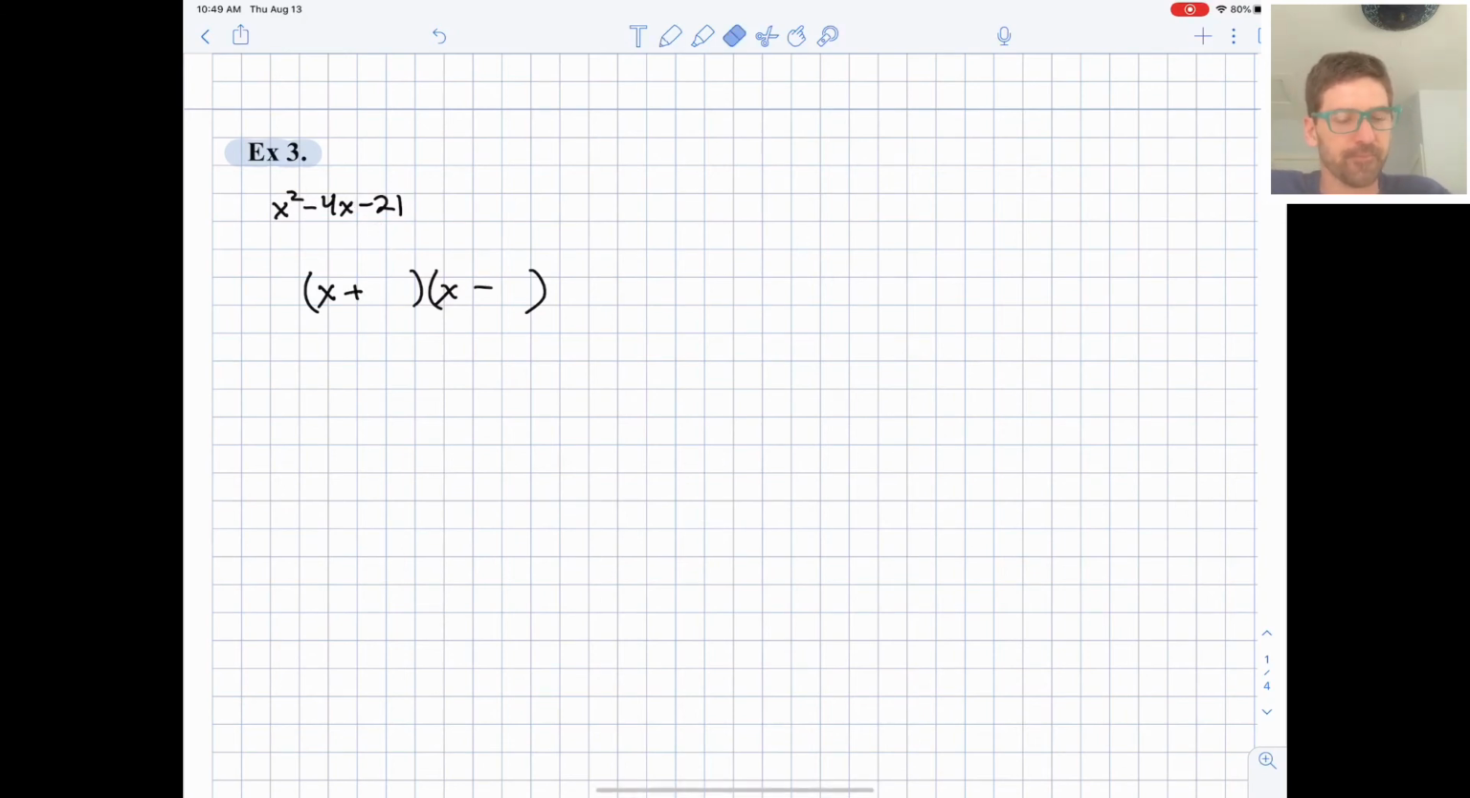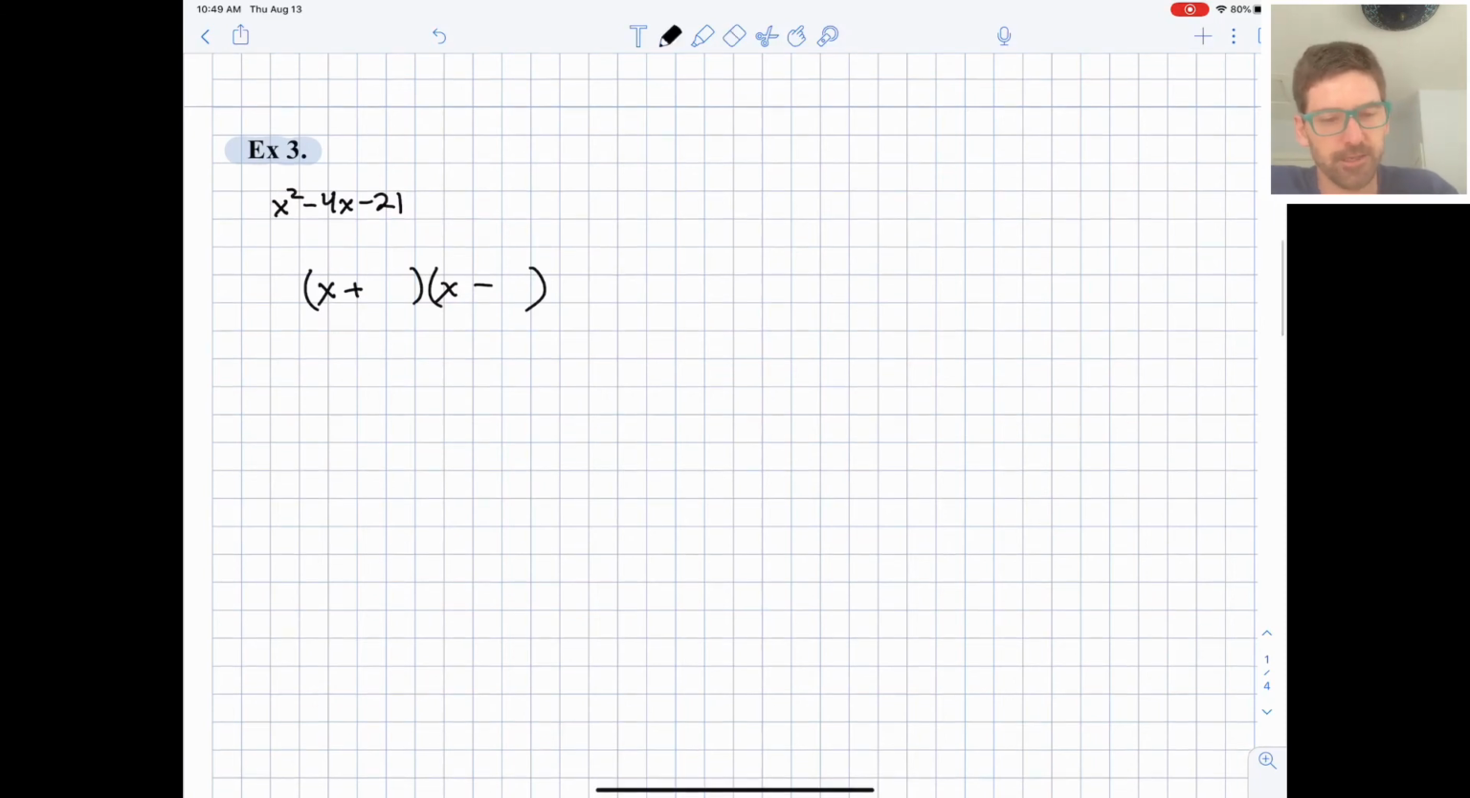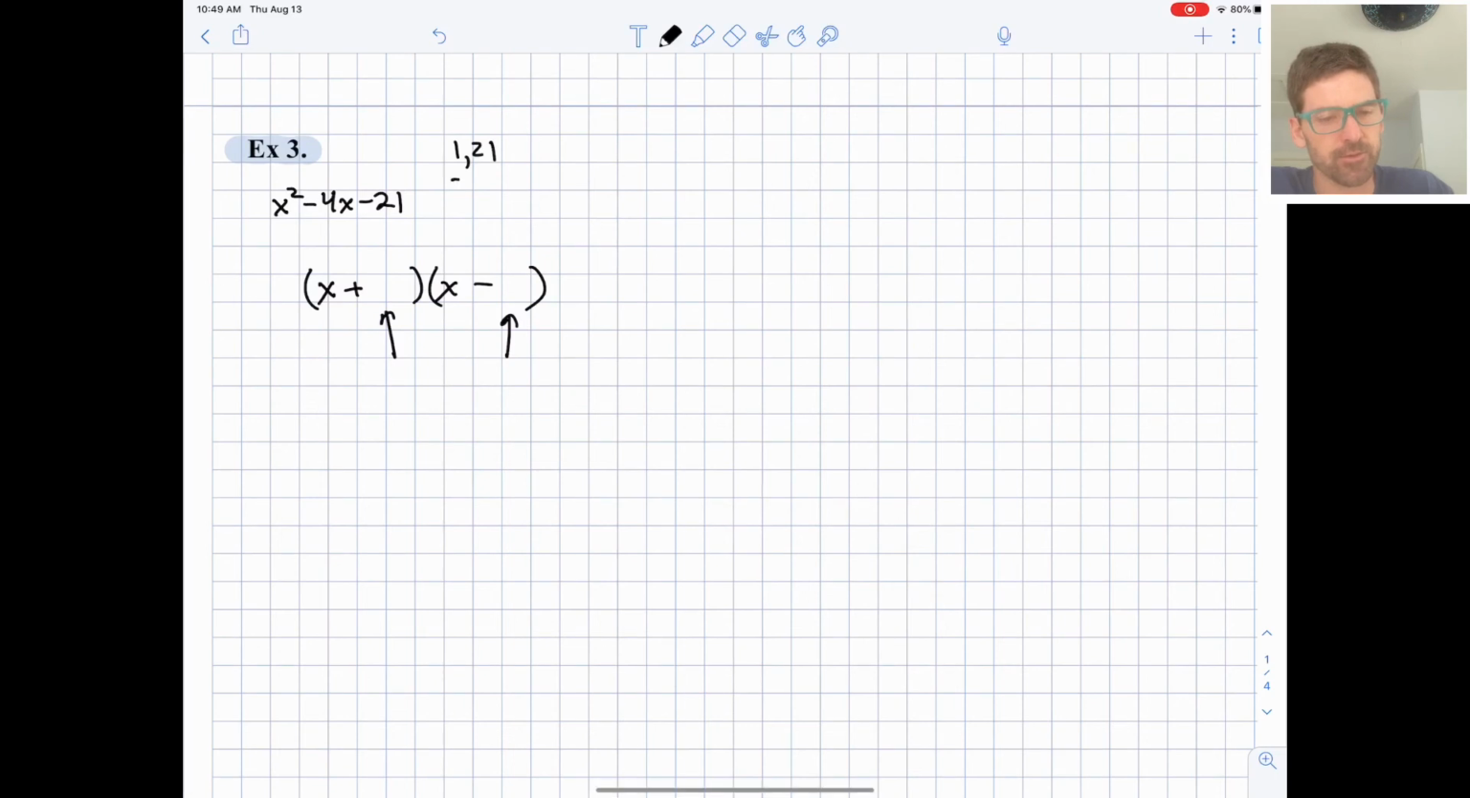But now they need to add together to be a negative 4. In other words, this number here needs to be larger than this number there because we want the negative term to be larger than the positive term, so that overall added together they'll give us a negative 4. I think we saw earlier that our factors are 1 and 21 and 3 and 7. I can't think of any way that a 21 plus a 1 would result in a negative 4.